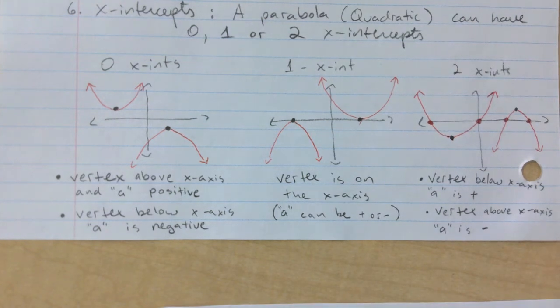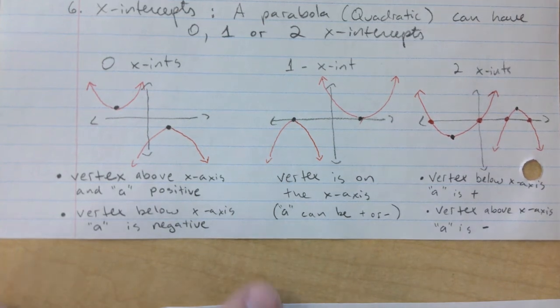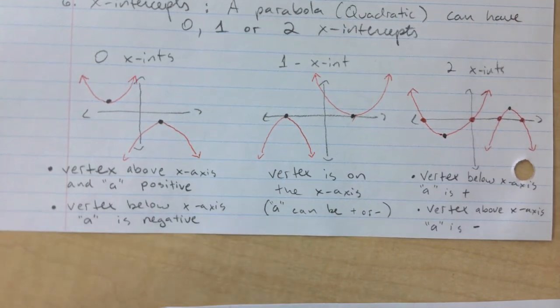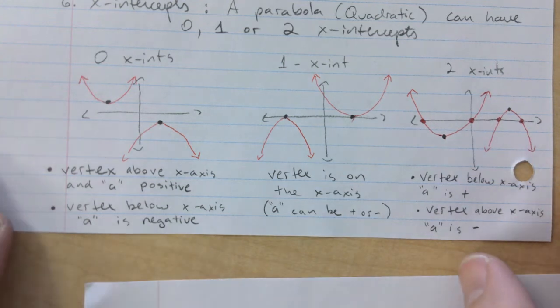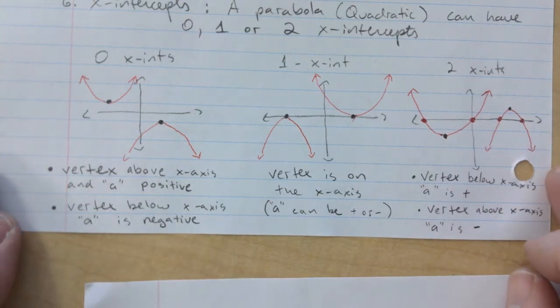I really would like to get to graphing quadratics, but we'll see how it goes. Can you see back row, especially when I write small? Yeah. Can you see? Yeah. Okay. All right.